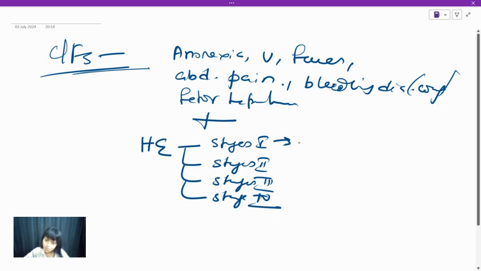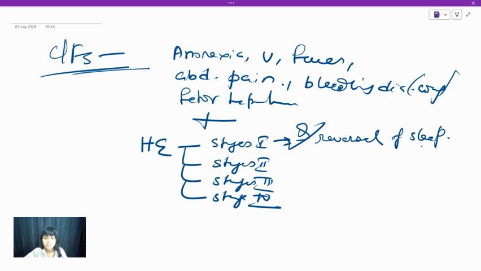So in stage 1, very, very important is the reversal of day-night sleep, right? This is the first feature the child will present to you with, and you need to pick up this feature because this is stage 1, and if you give treatment in stage 1, then you can save the child, right? So that's why this is very important, and definitely the child will be lethargic.